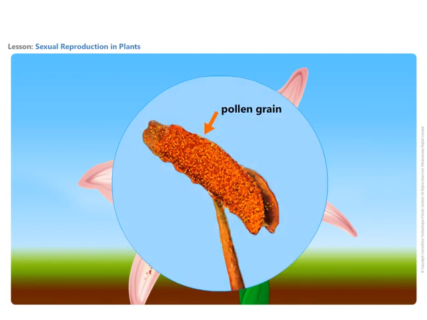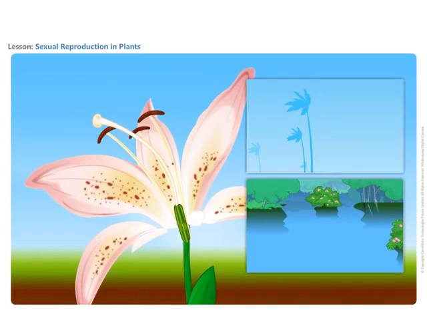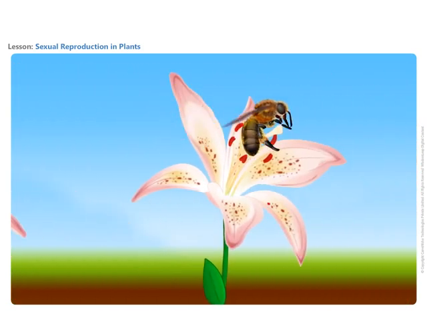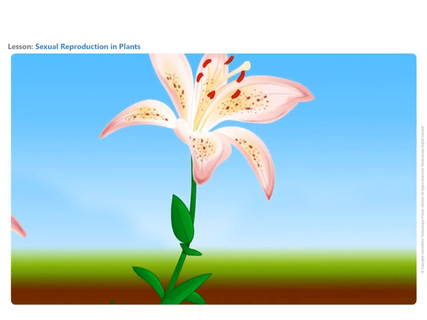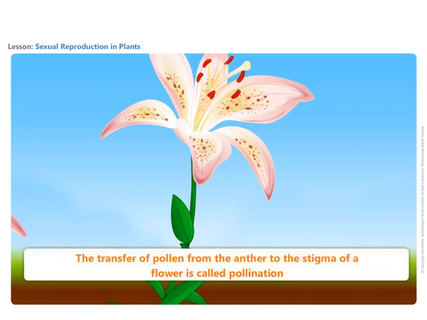Generally, pollen grains have a tough protective coat which prevents them from drying up. Since pollen grains are light, they can be carried by wind or water. Insects visit flowers and carry away pollen on their bodies. Some of the pollen lands on the stigma of a flower of the same kind. The transfer of pollen from the anther to the stigma of a flower is called pollination.